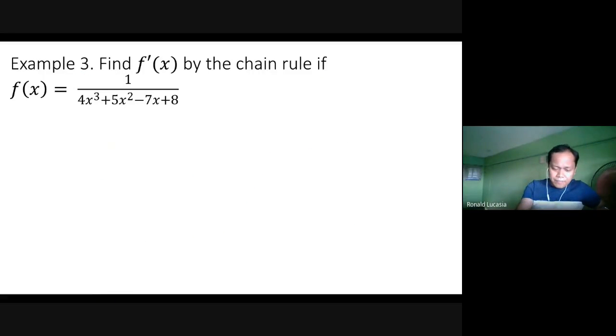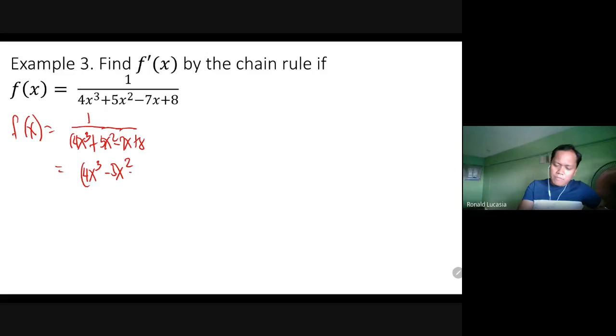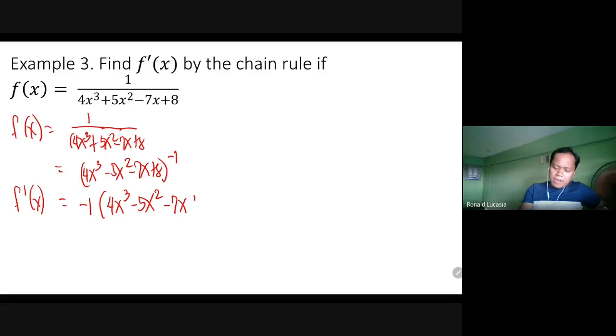Try natin dito. So f of x is equal to 1 over 4x cubed plus 5x squared minus 7x plus 8. Pag yan ay nire-write ko, that's 4x cubed plus 5x squared minus 7x plus 8 raised to the power of negative 1. So ang f prime of x natin will be negative 1, 4x cubed minus 5x squared minus 7x plus 8 multiplied ng derivative nung nasa loob ng parenthesis.